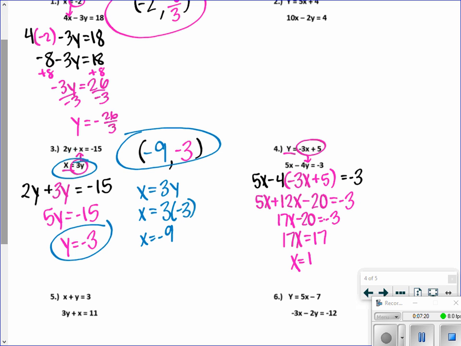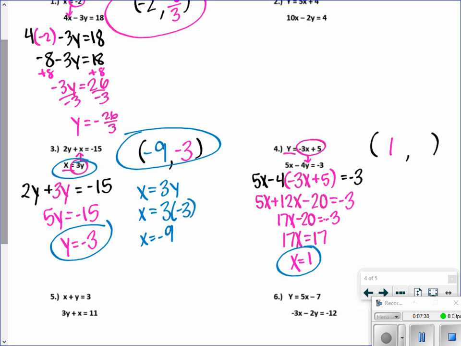Answers are always word pairs. Because it's where they would cross on the graph. 1 is the x value. We still need the y value. Use the number we just had. We got 1 for x. Use it in one of your two equations.